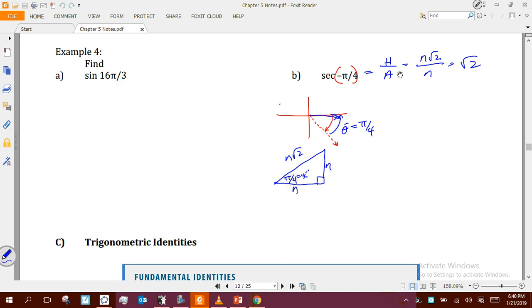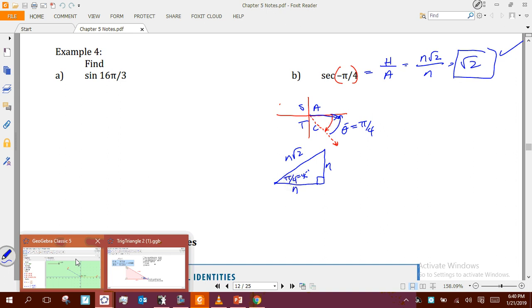So secant of negative pi over 4 should be a ratio of radical 2, but now we've got to think about what quadrant it's in. It's All Students Take Calculus. Cosine is the only one that's positive in the fourth quadrant. Secant is its reciprocal, so its reciprocal should be positive as well. So radical 2 is that value.